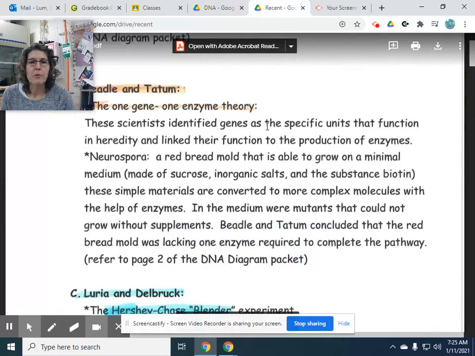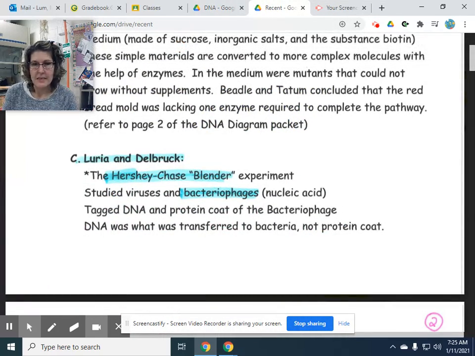So other scientists kind of went along with this and started looking at some of these ideas as well. So Luria and Delbruck, you guys may have heard of something called the Hershey-Chase blender experiment. So these two scientists, and they always kind of worked in pairs here within the labs, they actually studied viruses and bacteriophages. Well, hopefully you guys realize that a bacteriophage is also a virus. It's a virus that affects bacteria, and scientists love to work with them. They're usually larger than normal viruses, and they only infect bacteria, so you don't have to worry about them infecting you. Bacteria is super easy to grow. It doesn't cost a lot to grow within the lab, and they were trying to see what part does the virus actually transfer on.